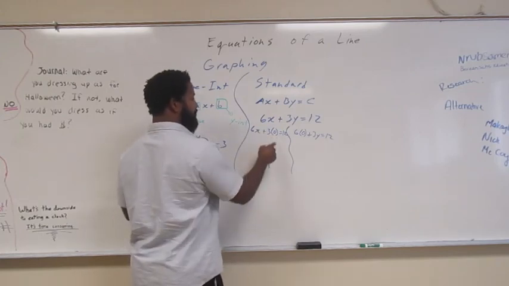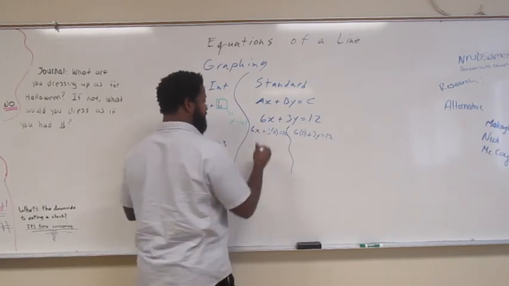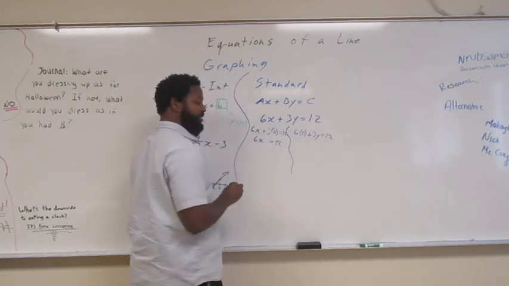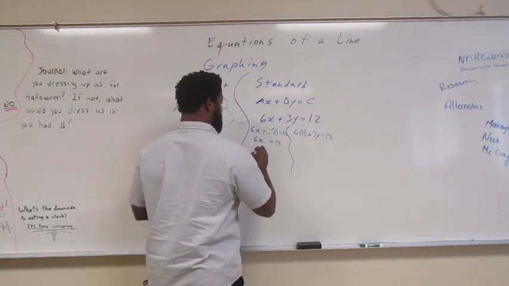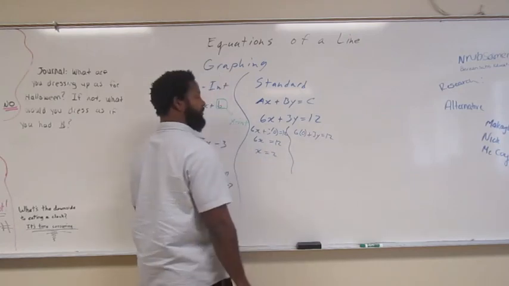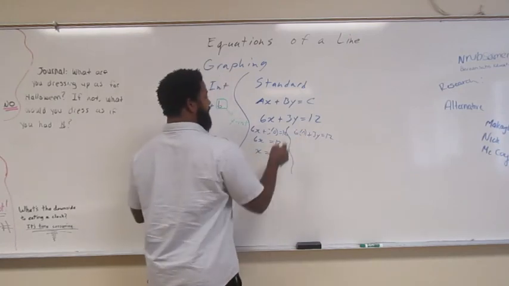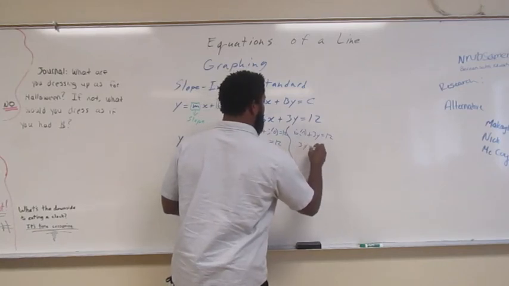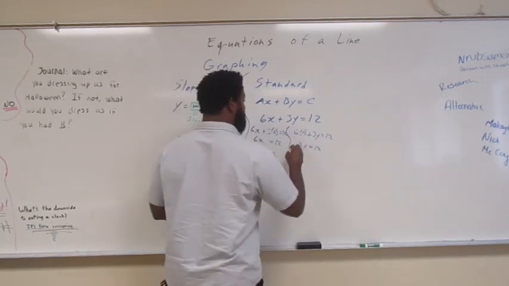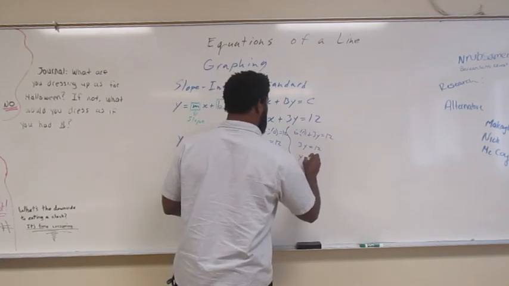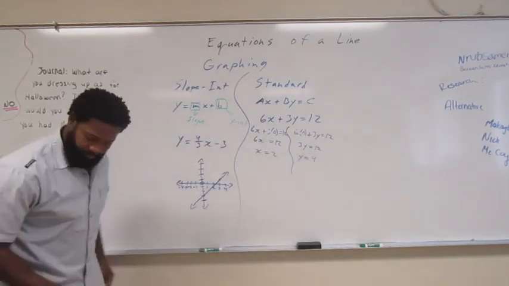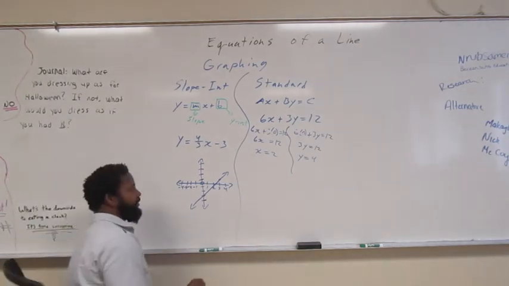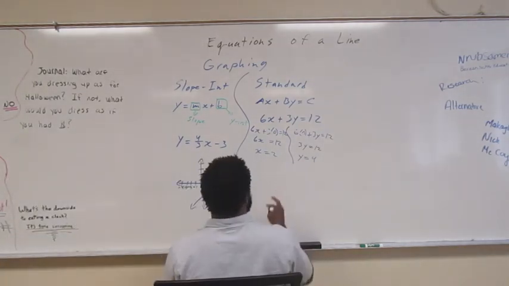The 3 times 0 cancels out, so you're left with 6x equal to 12. What is x equal to? 2, thank you. 6 times 0 cancels out, so therefore you're left with 3y equal to 12. What is y equal to? 4. Okay? We're graphing.